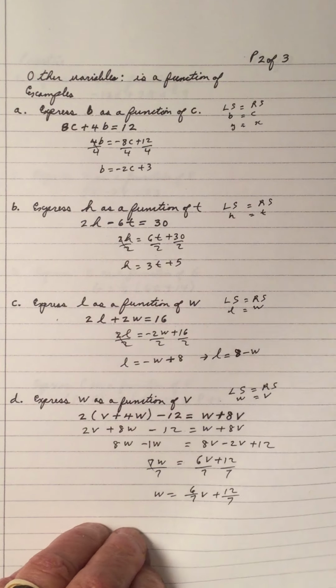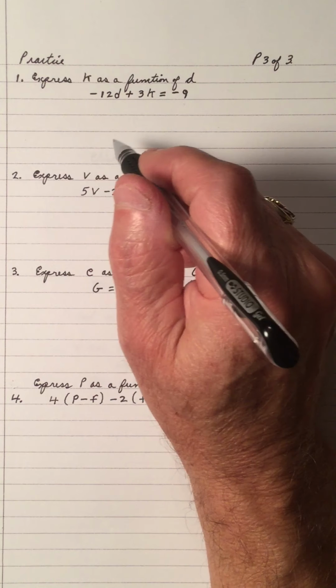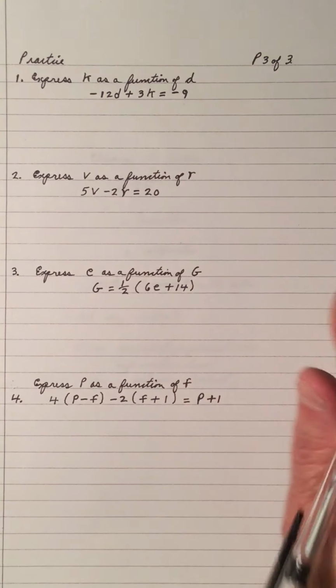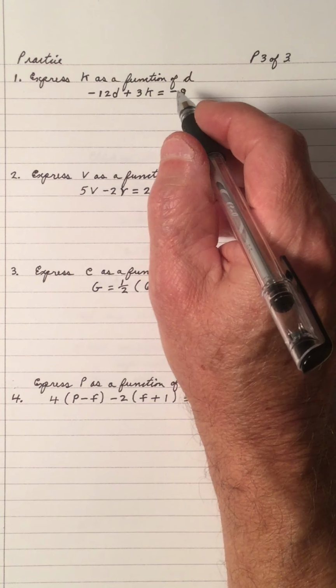We have one more page to do, 3 of 3. Now, I'll let you do some practice. Pause the video and work out each of these. So, pause, work it out, play it back to see. Do one at a time. That makes it better. If you make a mistake, you're able to check it.